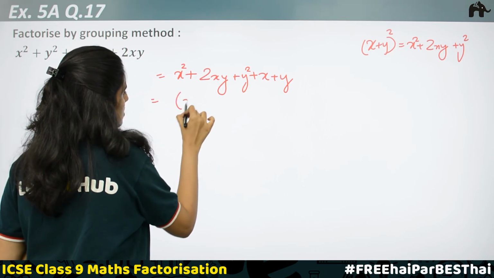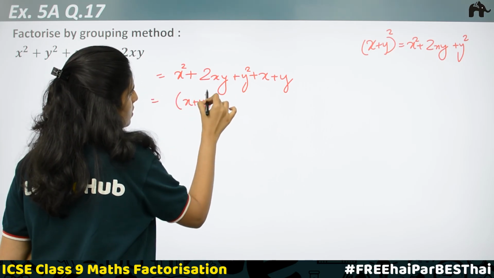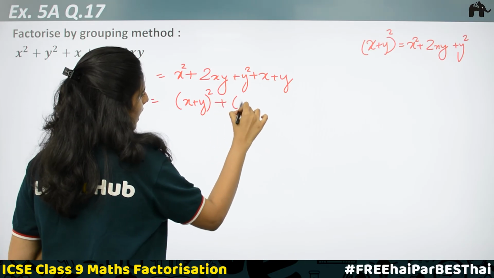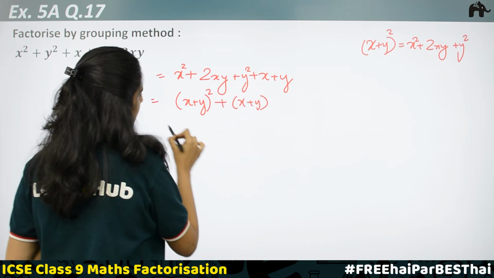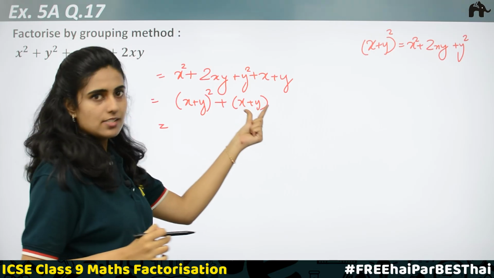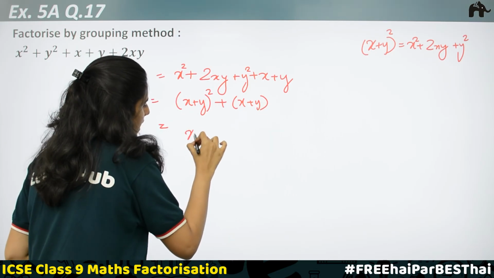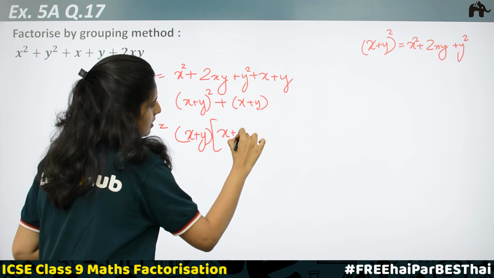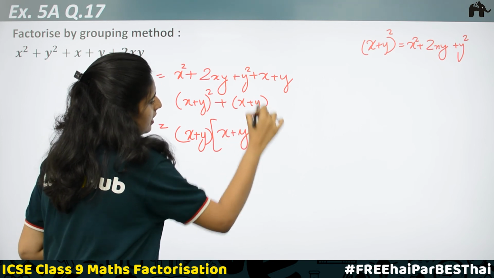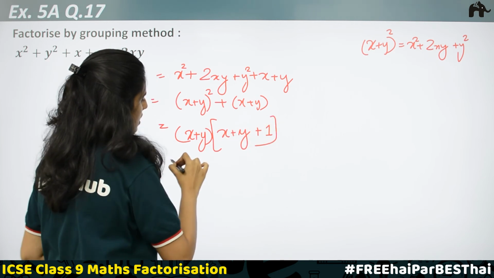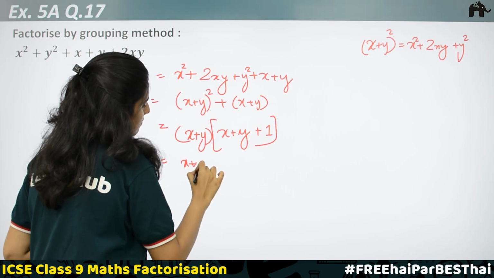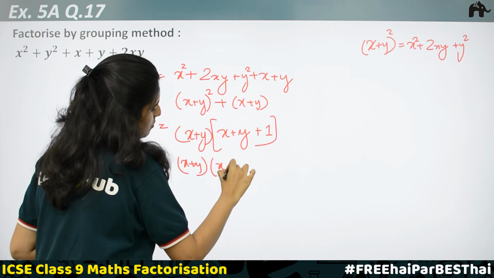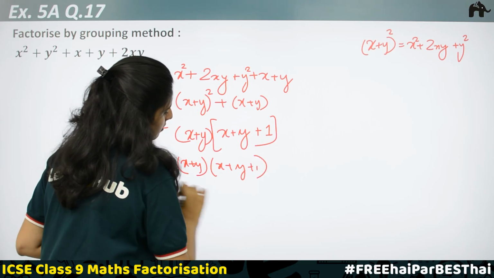So this can be written as (x + y)² + (x + y). That is equal to, now x + y is common, taking out x + y, what is remaining? Here x + y will be remaining, plus here only 1 is remaining. So the answer is (x + y)(x + y + 1).